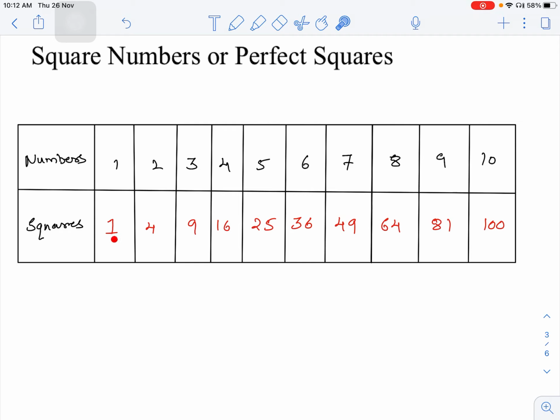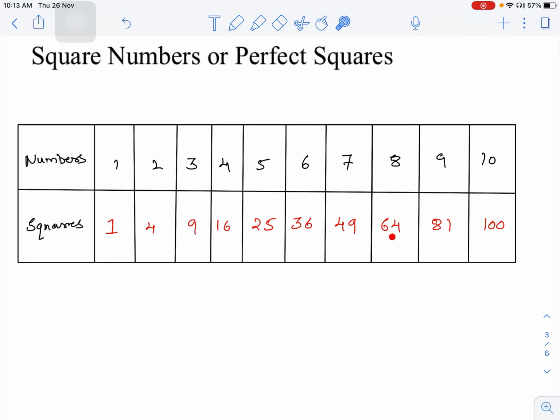Now here these numbers 1, 4, 9, 16 and all these numbers, which we get when we multiply any number by itself, these numbers, 1, 4, 9 and so on, are known as perfect square numbers. Okay, because we get these numbers on multiplying any number by itself. Okay, for example, we get 16 when 4 is multiplied by 4 itself.